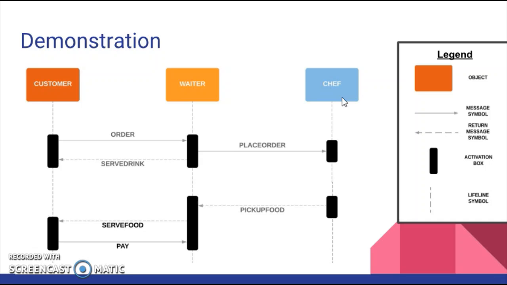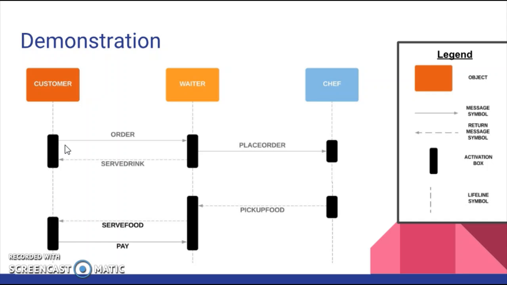First, you will want to place your objects in a sequential order from left to right. Next, you will need lifelines, which are the vertical dashed lines which show the existence of an object over time. Moving down the lifeline means that more time is passing.